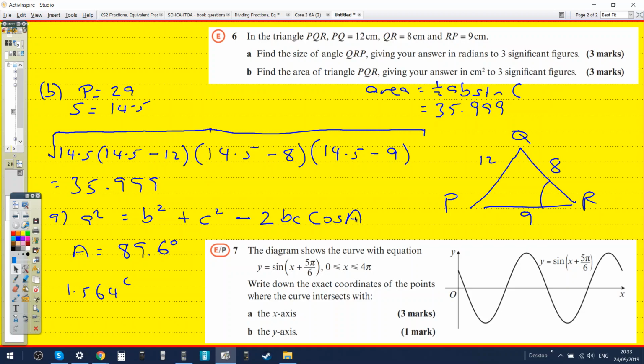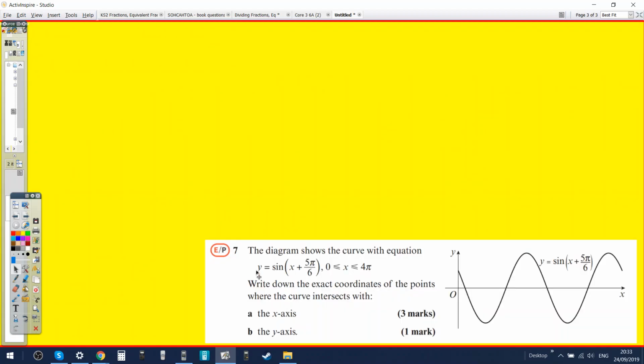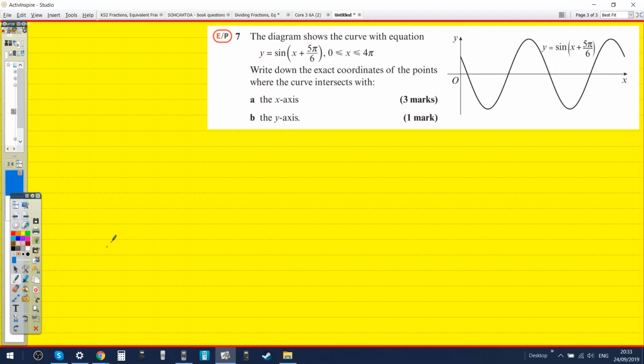Find that. Yes, they wanted it in radians, convert it into radians, and then area is just a half AB sine C. Mm-hmm. So I just have to remember that. Okay, how do we do this?